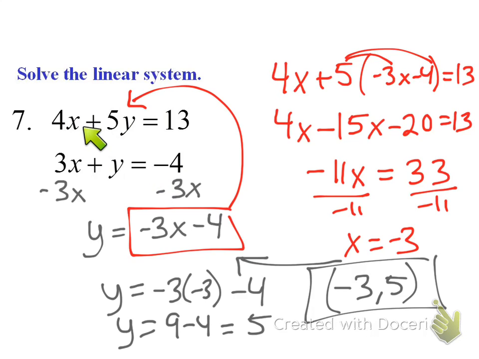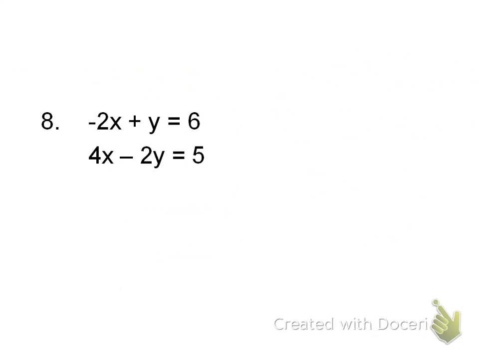Plug it in here, we get negative 12 plus 25. Yeah, that works. Plug it in down here, you get negative 9 plus 5. Yep, that works. We're good. So not a special case. I was hoping to find some special cases towards the end, but this one just had one solution, so we're good. Any questions? Let's see if 8's a special case.